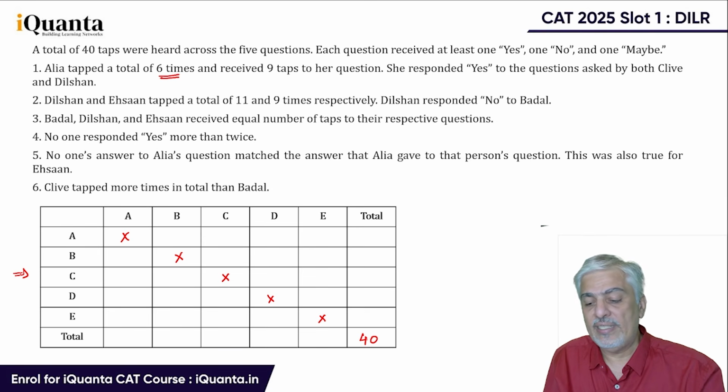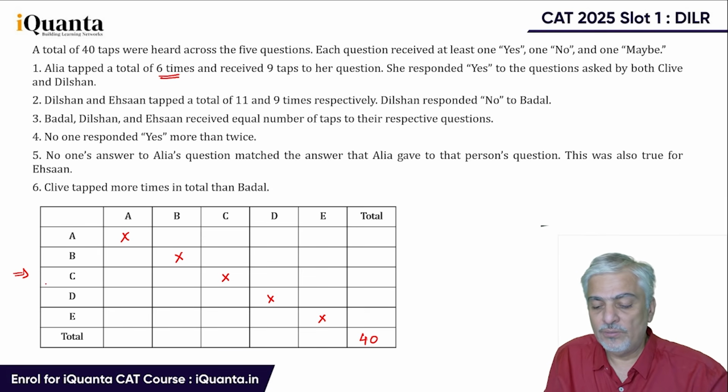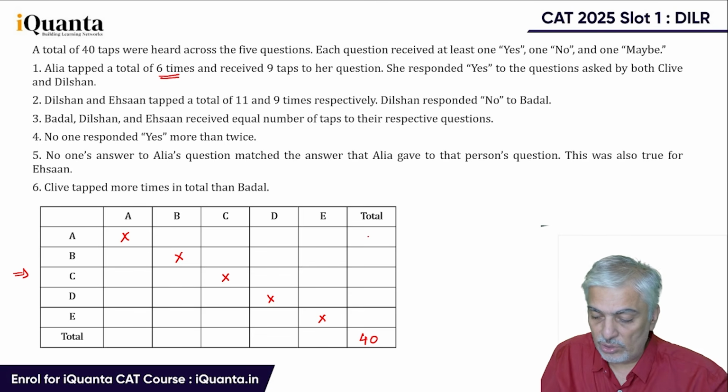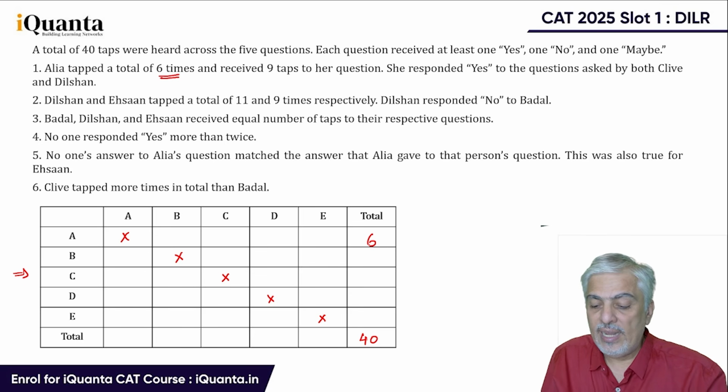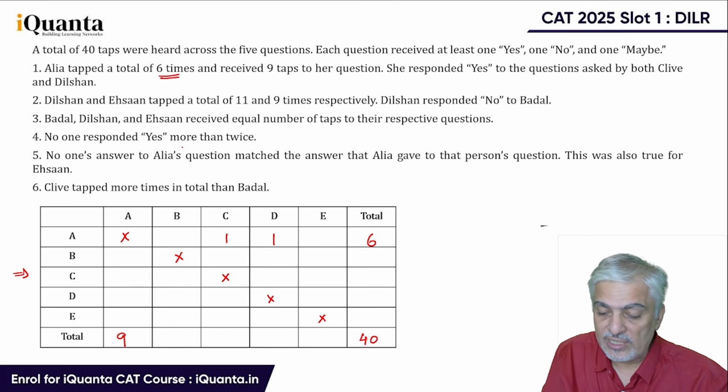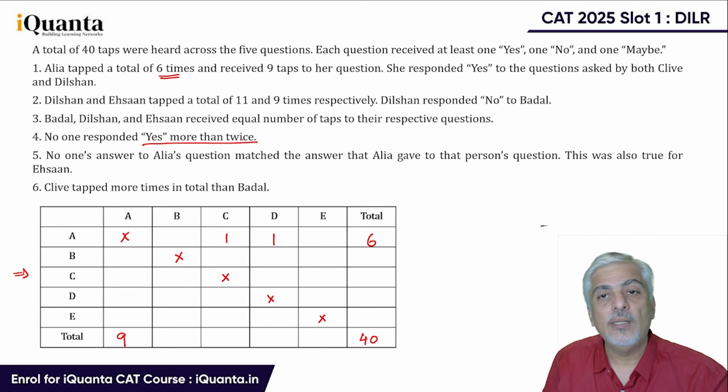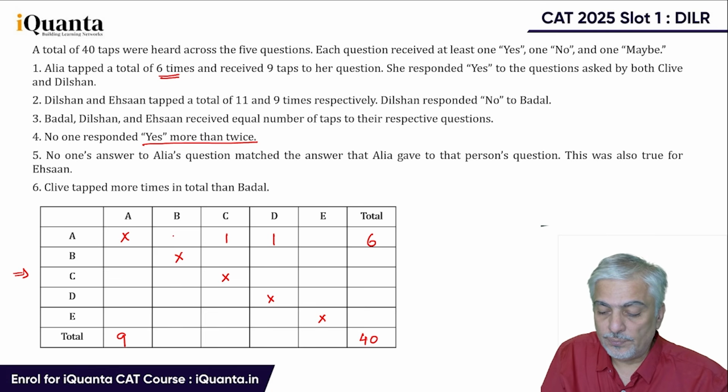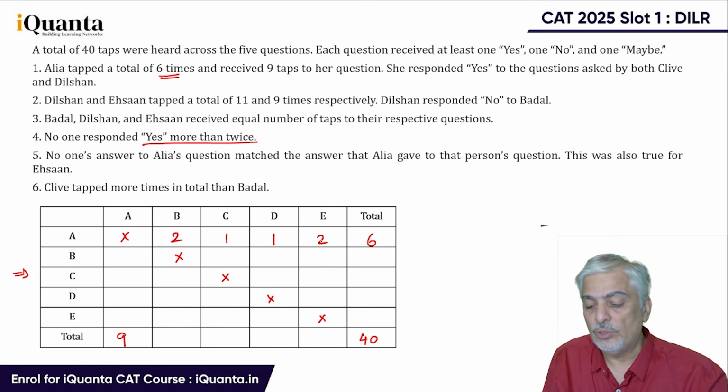So how many times has Alia tapped and how many taps did she receive? Alia tapped a total of 6 times. So this is 6 and received 9 taps. She responded yes to the questions asked by both Clive and Dilshan. That means these two are 1. And as I explained, because of this statement, we know that the other 2 have to be 2. So Alia has got the other 2 as 2.